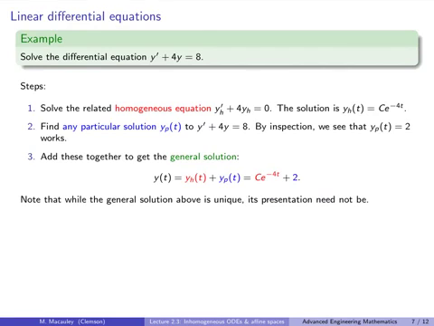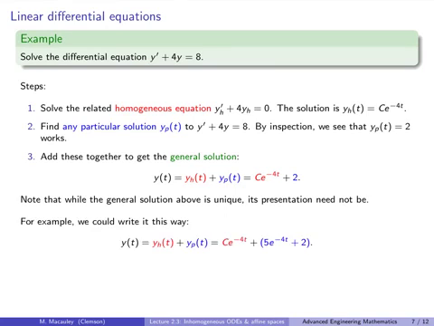So step 3, we just add these things together to get the general solution. y of t is the homogeneous solution, y_h of t, plus y_p of t, any particular solution, and we get c e to the negative 4t plus 2. So while this general solution above is unique, this is an infinite set of functions, the presentation, the way we write it, need not be. It's just like how we could have used a W or a W prime for those equations for lines and planes a couple slides ago.